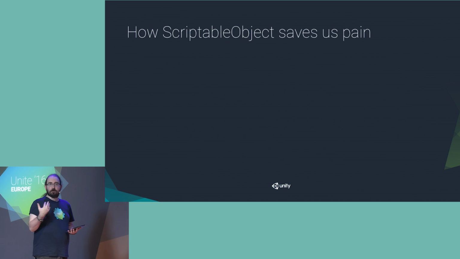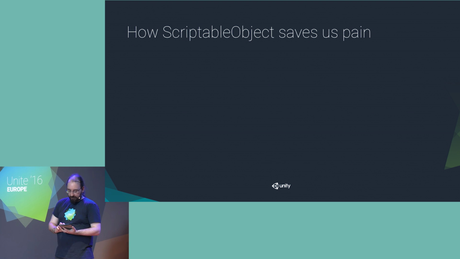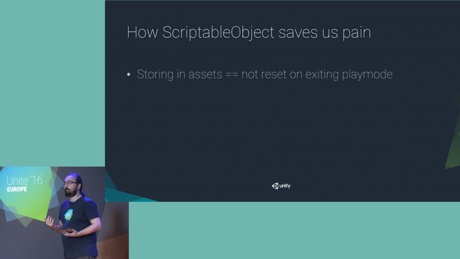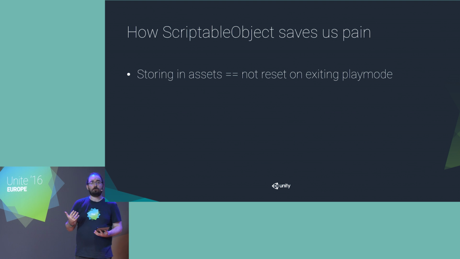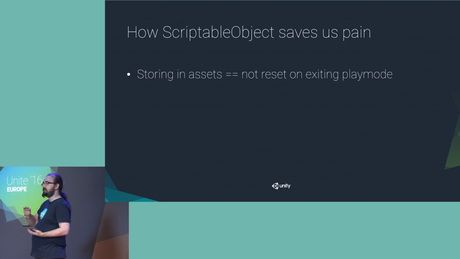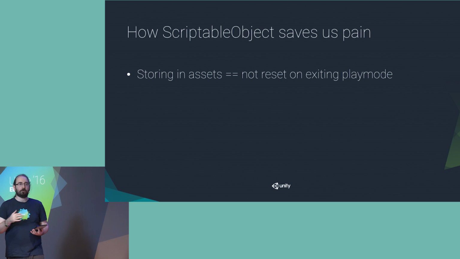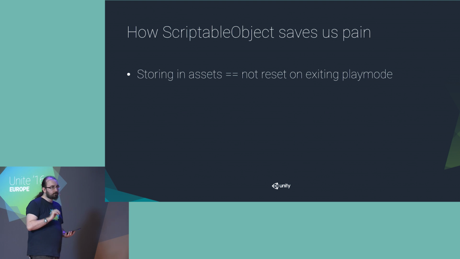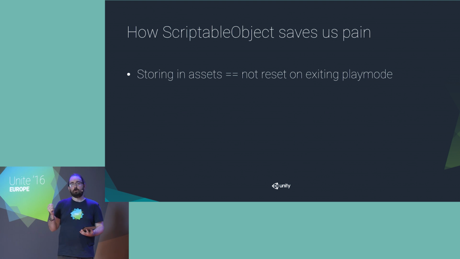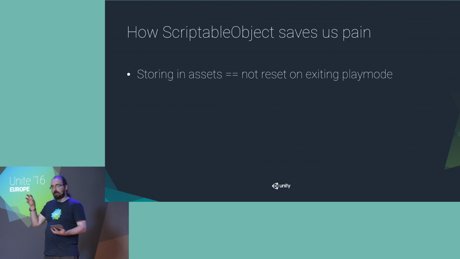So how exactly does it solve these problems then, just to make it super, super clear? The first thing is that because we're saving these things in assets, they're not reset on exiting play mode. Just like changing a material or texture input settings or anything like that, we don't reset things in the project when you exit play mode, only things in the scene. So by keeping it out of the scene, we avoid the reset problem.